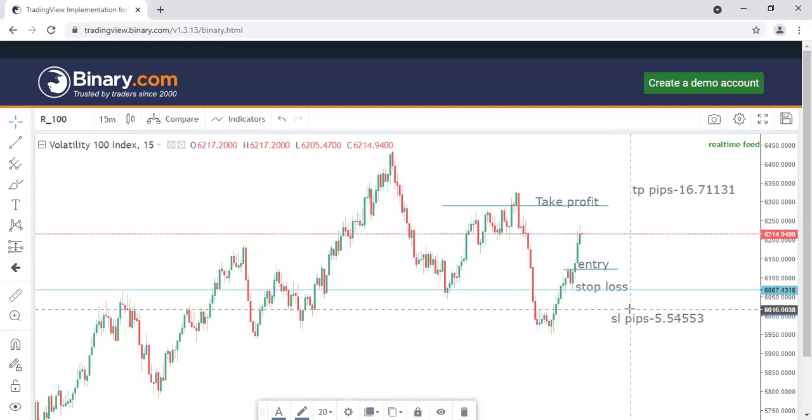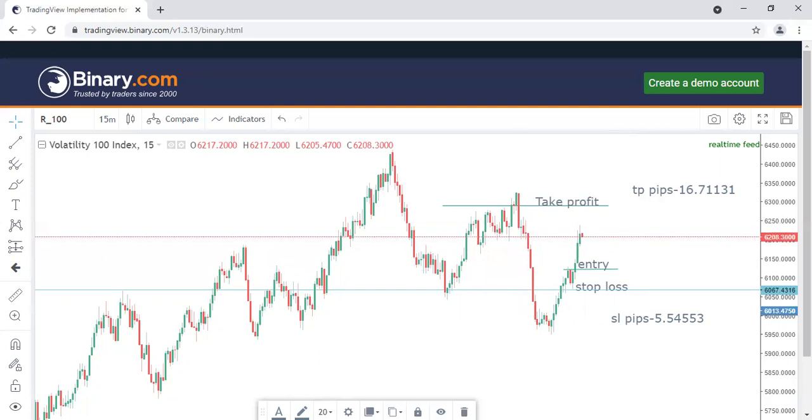So I'm going to show you how to calculate the pips now. Here we have 5.54553 times our least lot size, that's 0.2. If I use 0.5 lot size, it means $5 per pip, so it would be $5 times 5.54553. But because we are using the least lot size, it will actually be $2 times 5.54553. So you would go and calculate it now.